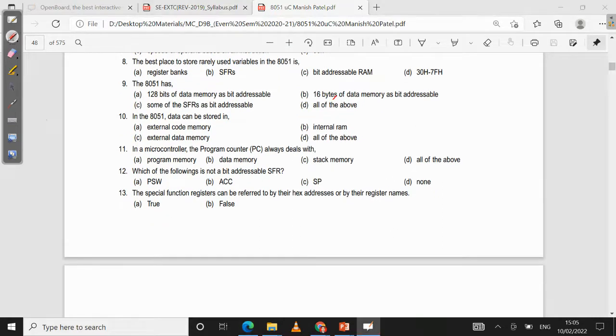Eighth, the best place to store rarely used variables in the 8051 is register bank, SFRs, bit addressable RAM, 30H to 7FH. The best place to store rarely used variables in the 8051 is... I have not taught you this, but you can say the answer is C, bit addressable RAM.